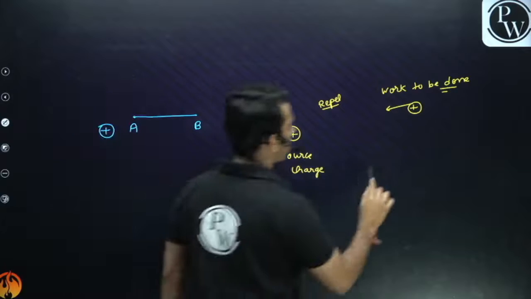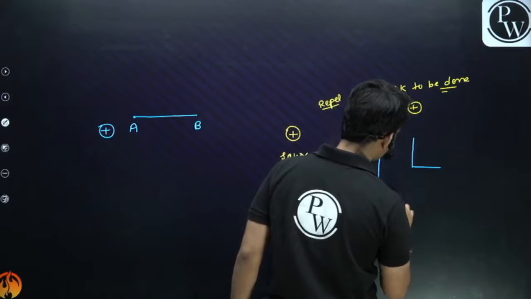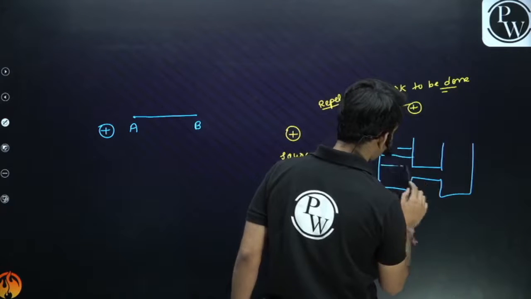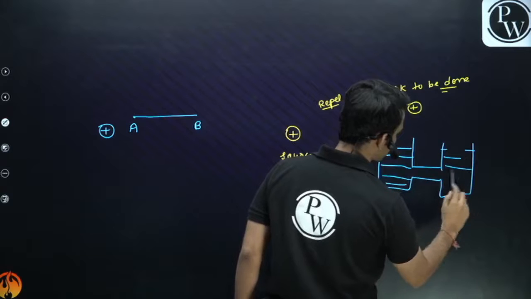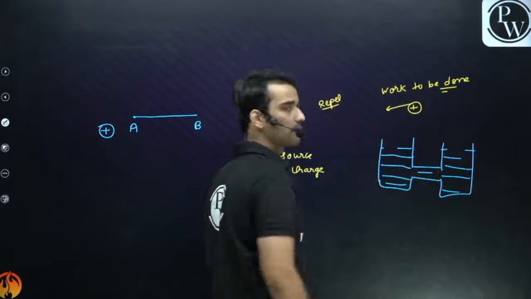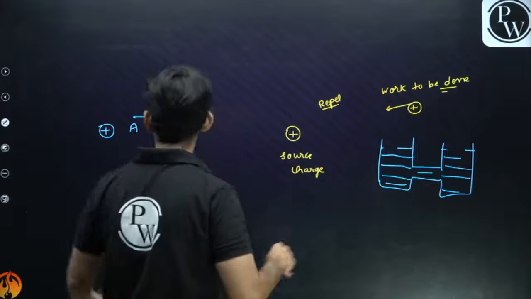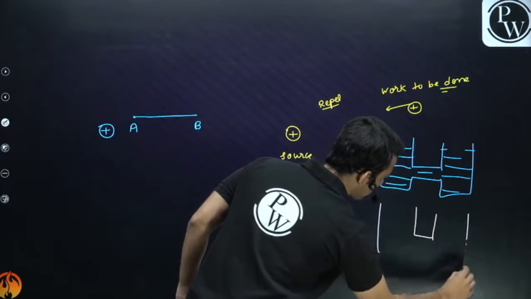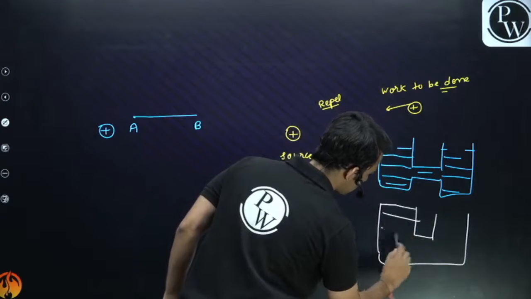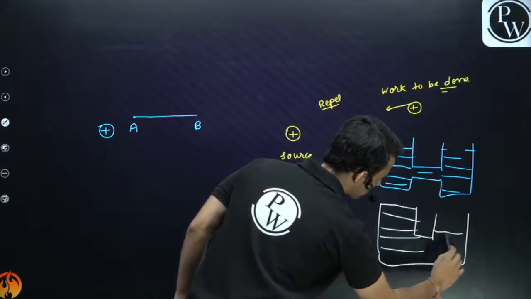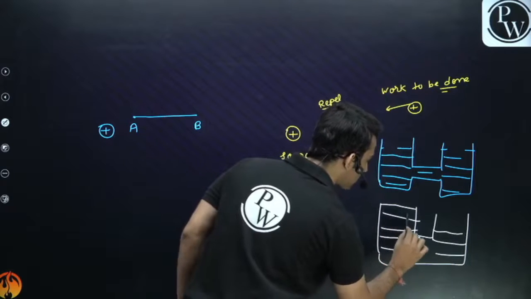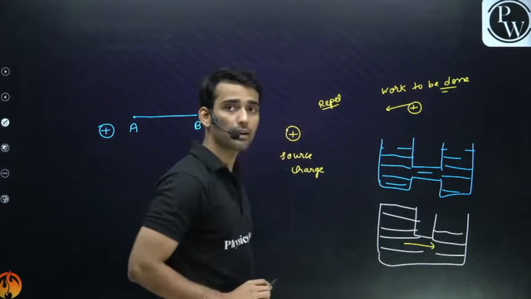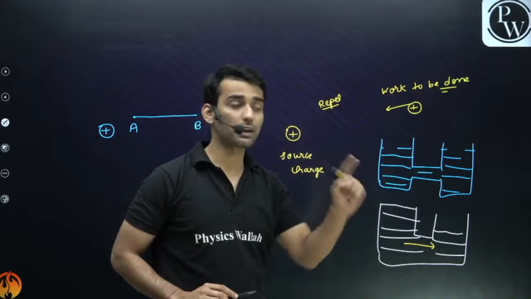Like, a very basic example, you must have seen this in most cases. If I take two connected tankers and the water level in both is the same, will the water flow from here to here? No, it won't flow. But if the water levels in the two tankers are different, the water will flow from the higher level to the lower level. Why? Because there is a pressure difference.